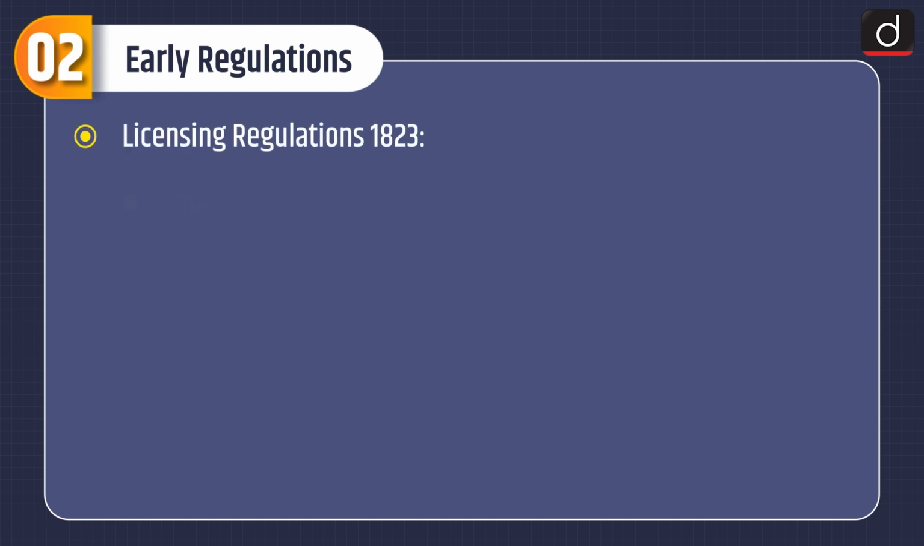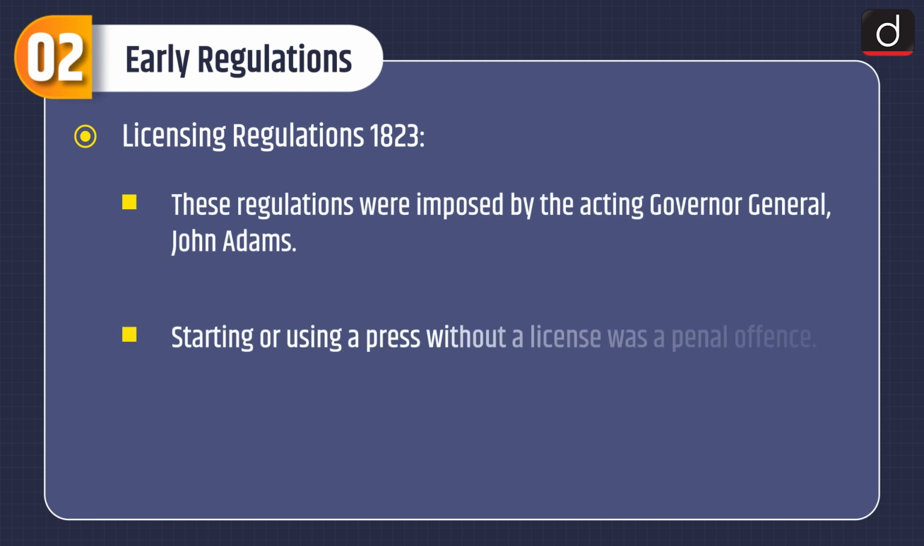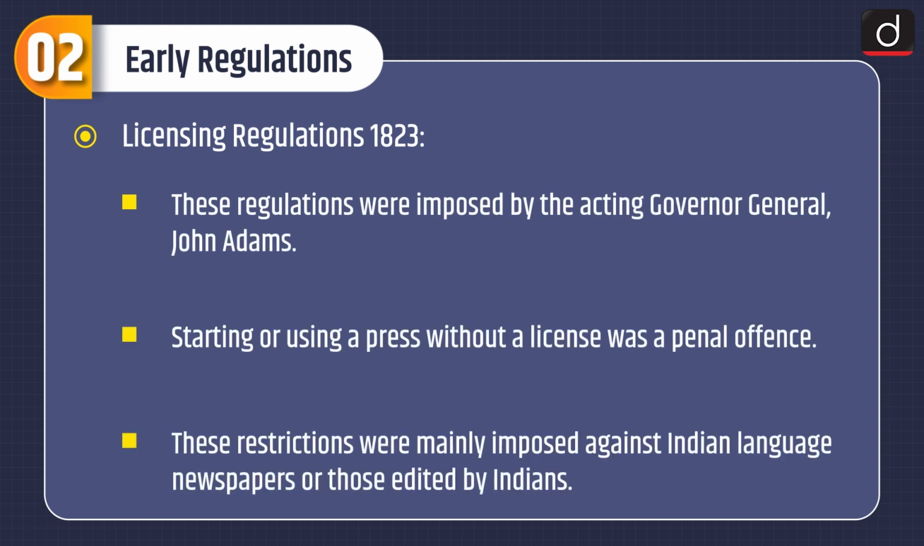Next is Licensing Regulations 1823. These regulations were imposed by the acting Governor General John Adams. Starting or using a press without a license was a penal offence. These restrictions were mainly imposed against Indian language newspapers or those edited by Indians.